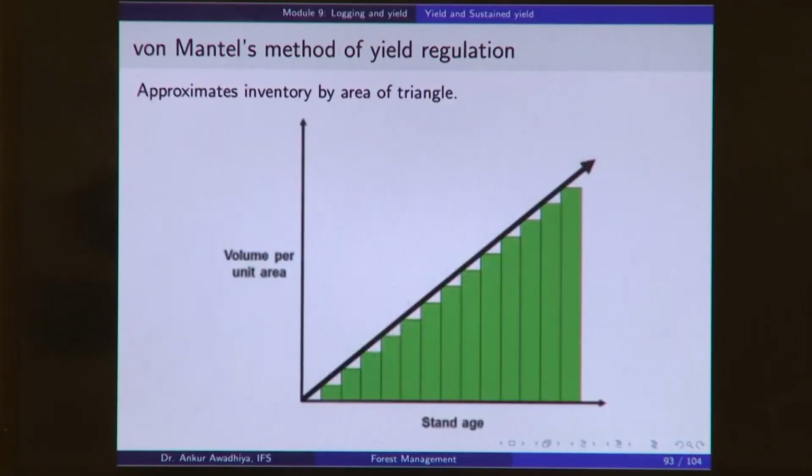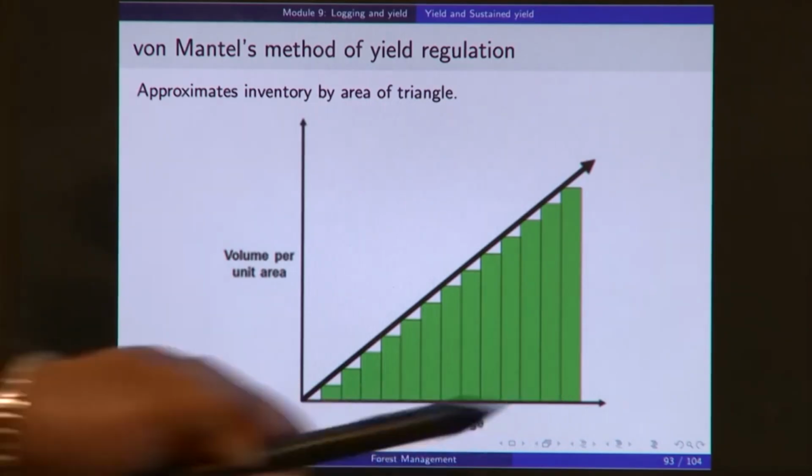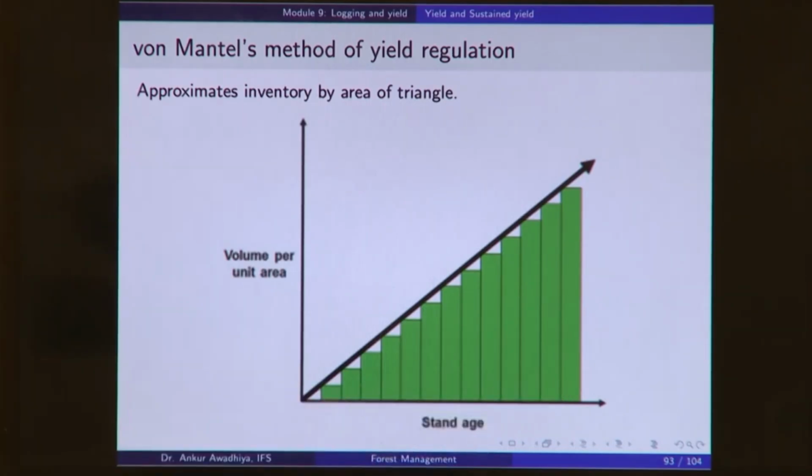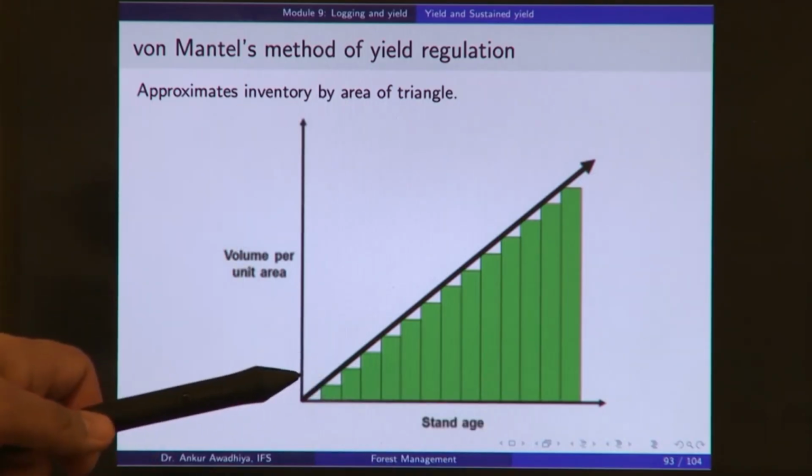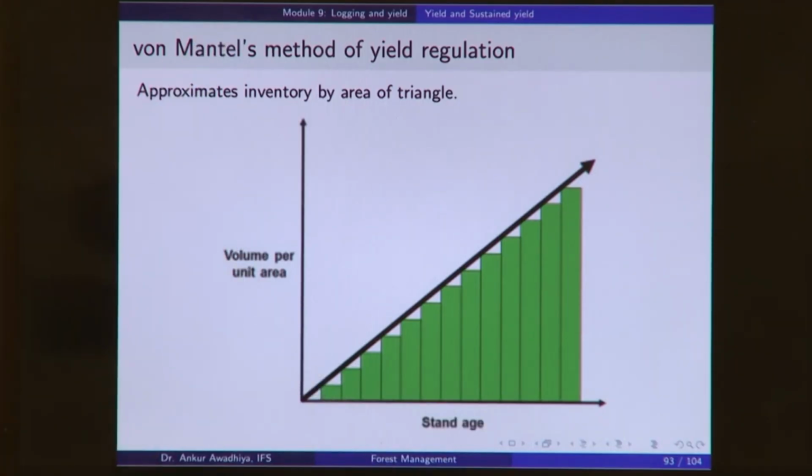Next, we come to von Mantel's method of yield regulation. This is one of the most highly used methods. It approximates the inventory by the area of a triangle. What it says is that if we look at the stand age for an even aged forest, and we look at volume per unit area, then if the age of the stand is more, these trees have had much more time to put up increment, and so their volume is more.